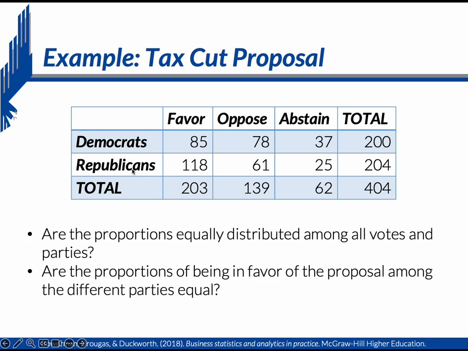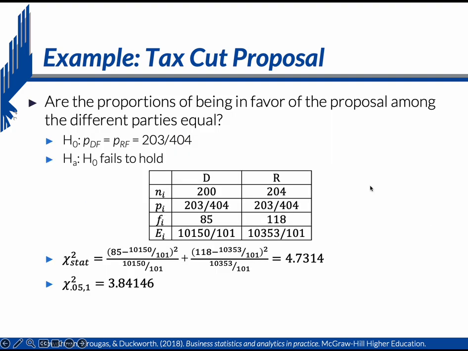Since both are pertaining to the proportion of being in favor of the proposal, and 203 out of the 404 are in favor of the proposal, then those two proportions should be equated to 203 over 404. Thus, our null hypothesis should state that the proportion of Democrats in favor of the proposal and the proportion of Republicans also in favor of the proposal are both equal to 203 over 404.